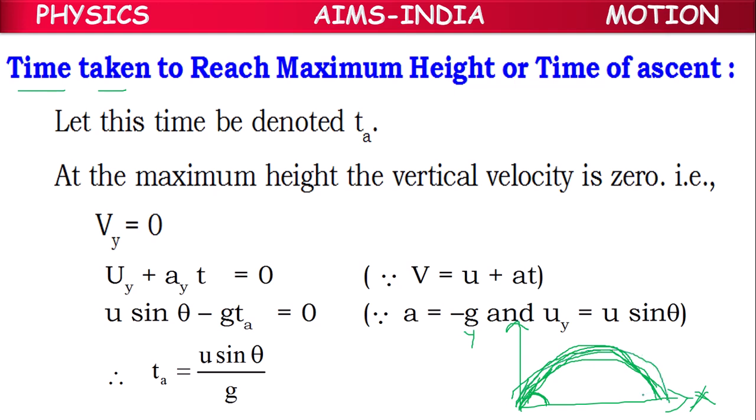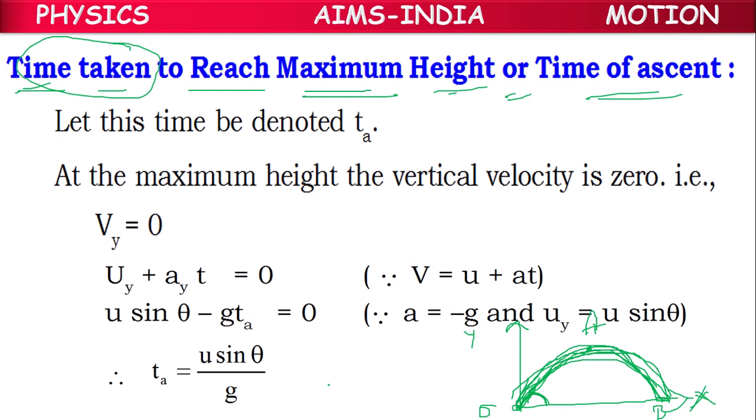In this oblique projection, now we are going to find out the time taken to reach the maximum height, or time of ascent. In this total journey, point O is the point of projection, point A is the maximum height reached by the body, and point B is the point of coming back to the ground.